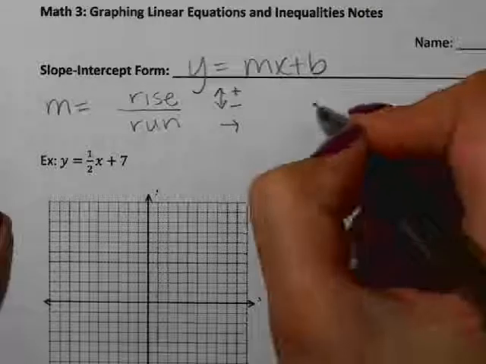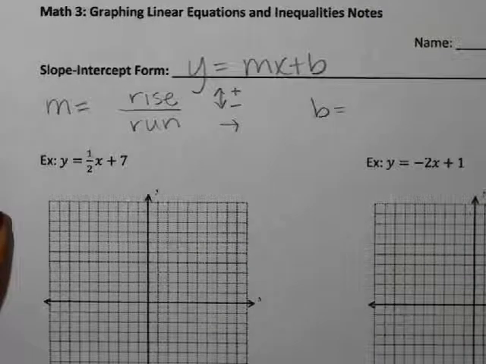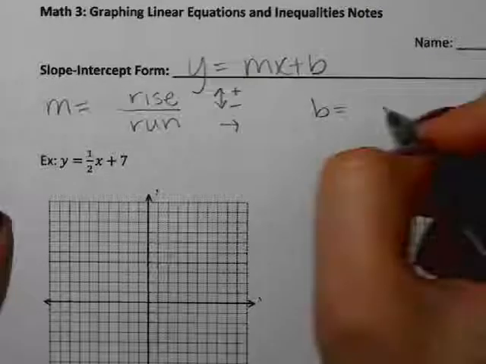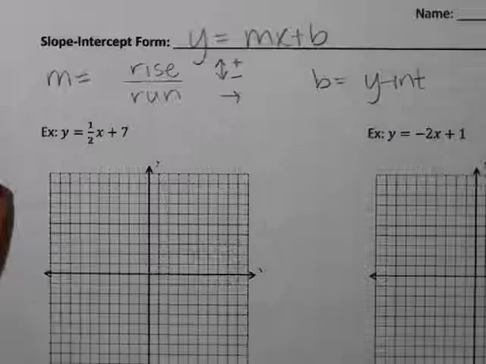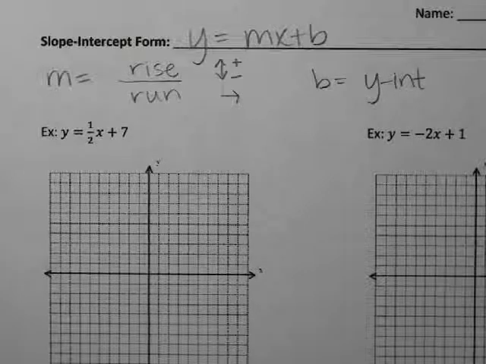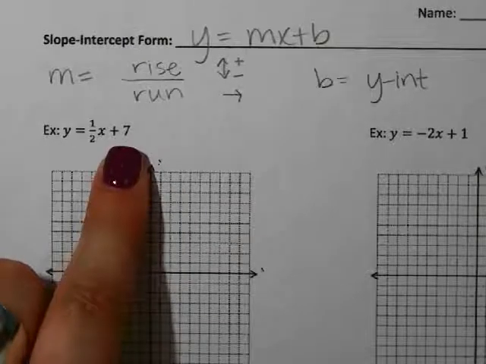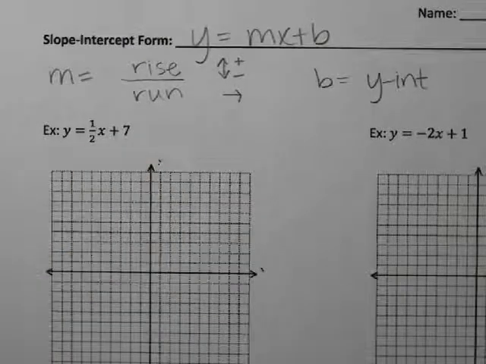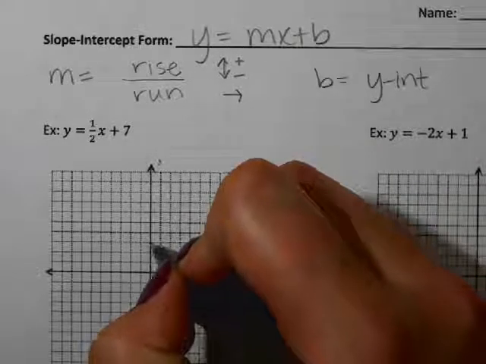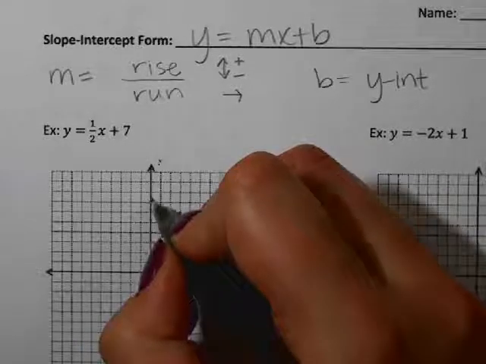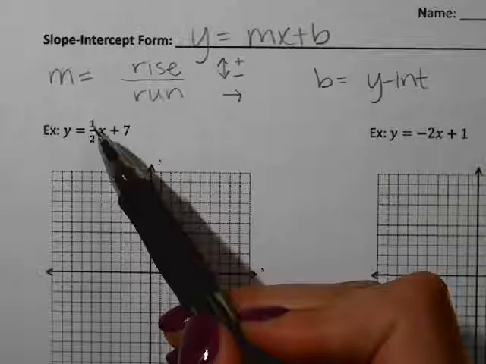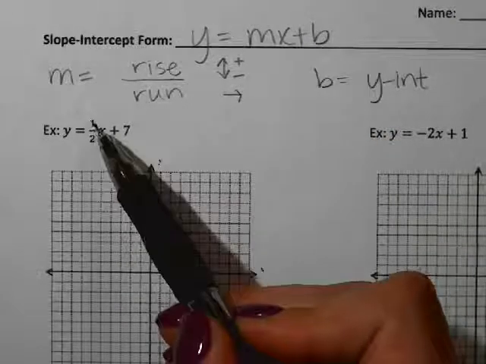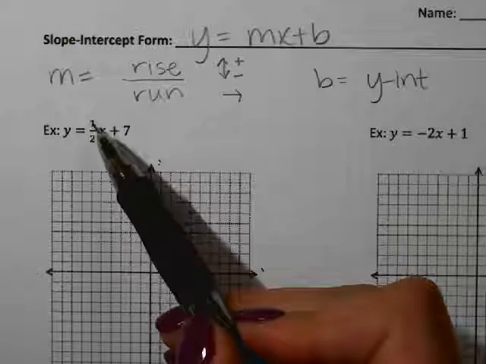What does the b stand for? The y-intercept. Okay. So if we're going to graph the first example, where should we start? 7. So we go on the y-axis and we count 7. And then this one is a fraction, 1 over 2. We rise 1, positive 1, so we're going to go up, and we run 2.